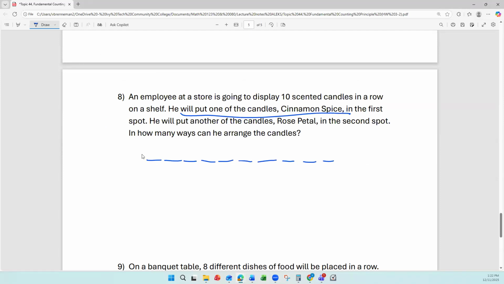It says he puts one candle in the first spot. So that spot is gone, done. Now we're at 9 spots and 9 candles left. Then he'll put another candle in the second spot. So that spot is filled, done. We're down to 8 spots, 8 candles. So now there are 8 candles possible to go in the next spot. Once we put a candle there, that leaves 7, then 6, then 5, then 4, then 3, then 2, and the last one in the last spot.